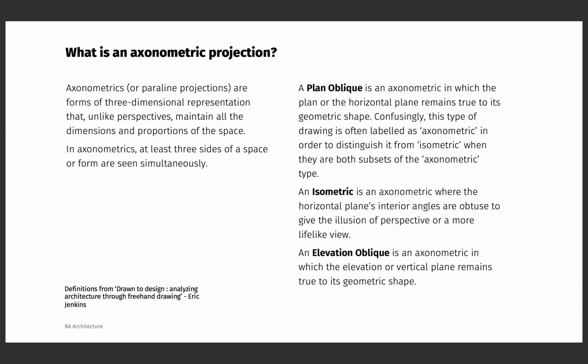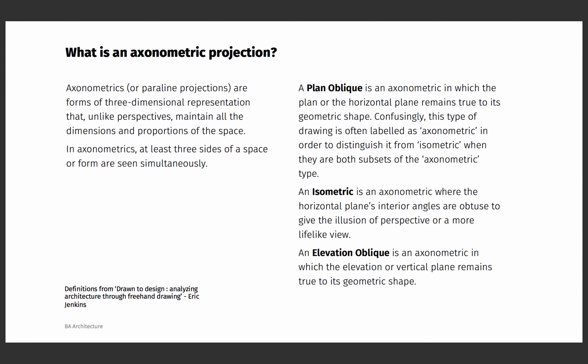And then thirdly, we have what's called an elevation oblique, which is basically an axonometric where you take the elevation, the front on, looking at a space or an object or a building. And the vertical plane is the key thing then. It remains true to its geometric shape, and the horizontal planes are distorted.